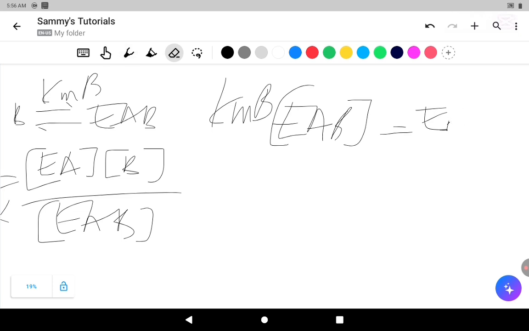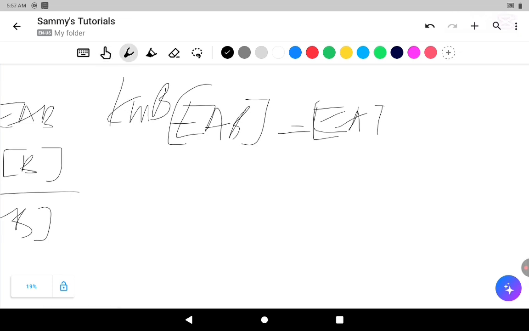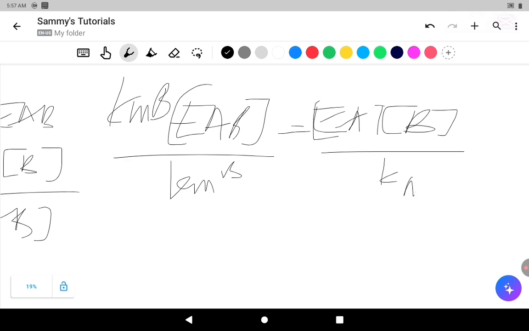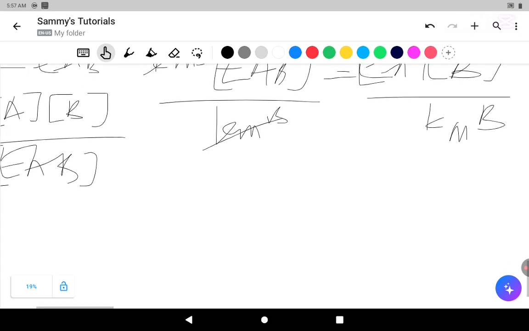Times EAB equals EA, rather, forgive me, EA and B. Okay, how do you want to make EAB the subject of the formula? KMB cancels out this. So what do you have? This. Now you substitute for EA from equation 1.